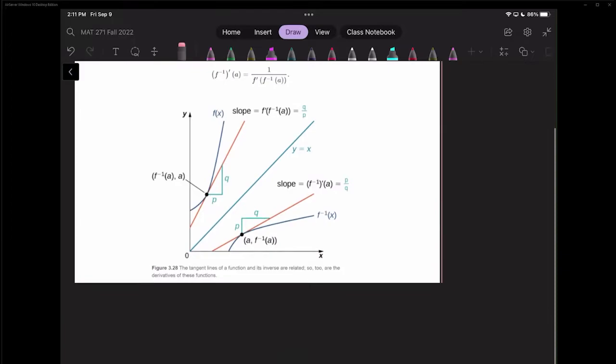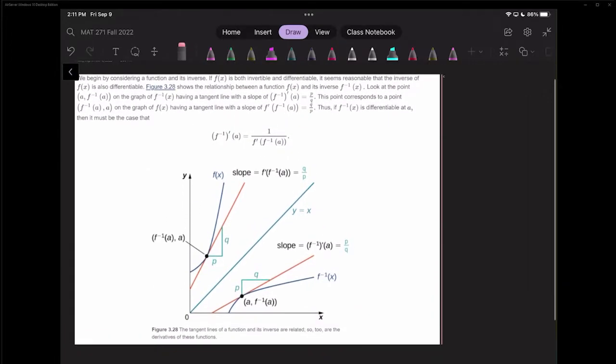And these are labeled, oh, sorry, I scrolled down there. These are labeled in this diagram. Here and here, right? Thus, if f inverse of x is differentiable at A, then it must be the case that, I suppose these are what I should have been circling, right? Then it must be the case that f inverse prime of A is equal to 1 over f prime of f inverse of A.